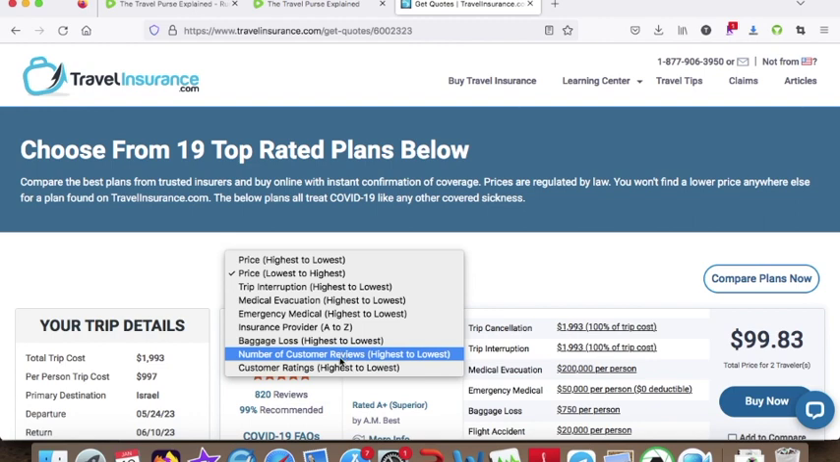Number of customer reviews, that would be an important one, because what good is getting insurance if you're not going to get your money back if you need it, and it's not going to cover the things that you need covered. So you want to see what customers have said. Well, how easy is the process? I mean, there are some insurance companies I would not do business with again, because they make it so difficult for you to get your money.